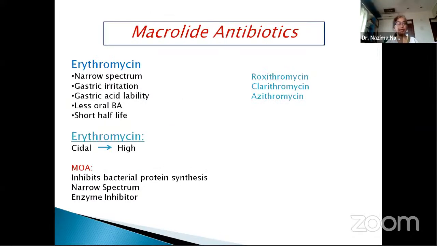Among macrolide antibiotics, we have erythromycin, which is the prototype drug. There are certain limitations of erythromycin: it has a narrow spectrum and causes gastric irritation. Gastric acid lability is there with this drug, therefore it is used as enteric coated tablets. Then there is less bioavailability, and it has a short half-life.